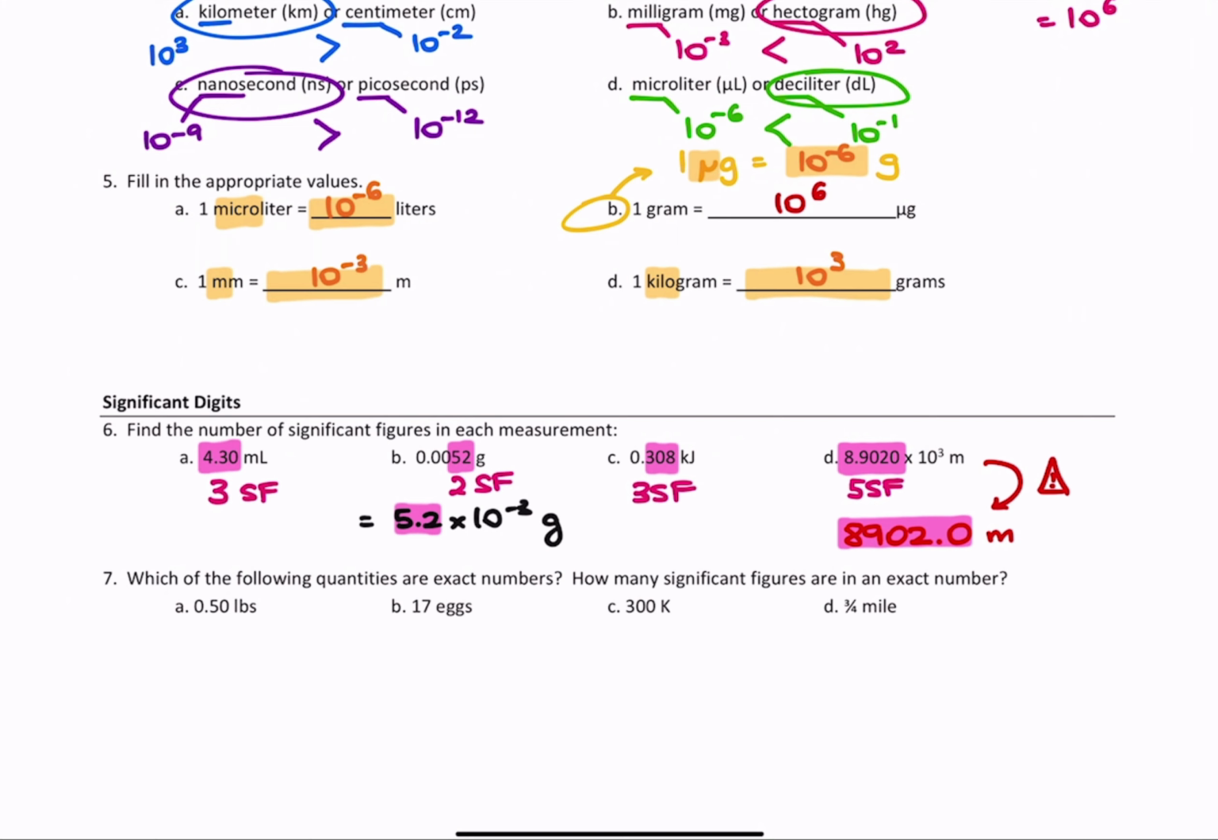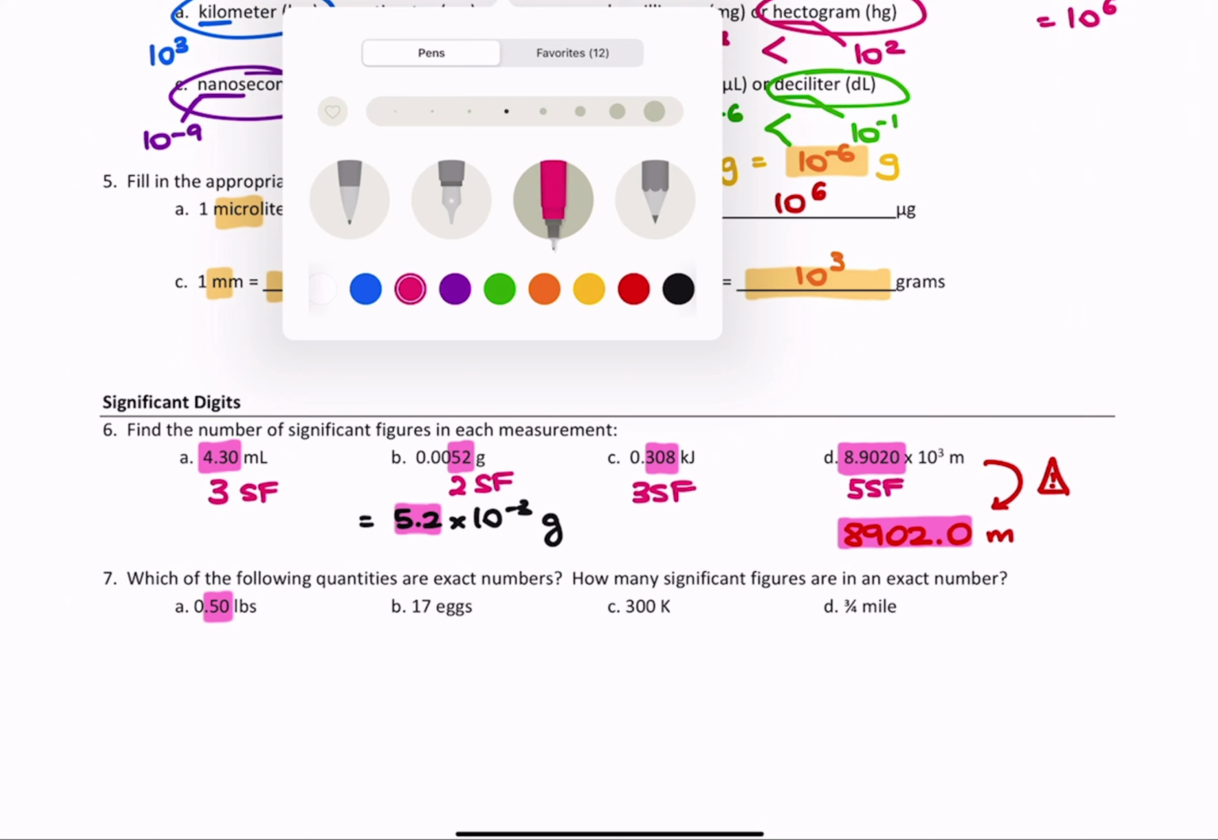Problem 7. In this chapter, you'll learn about quantities that are called exact numbers. So what are exact numbers? These numbers can be counted and they have an unlimited number of sig figs. Infinite, unlimited number of sig figs. Therefore, 0.50 pounds is not an exact number, because this is not counted but measured with a scale. Therefore, this number has 2 sig figs.